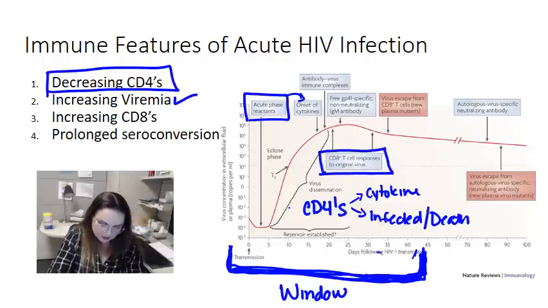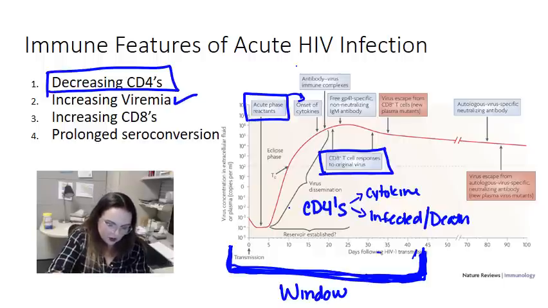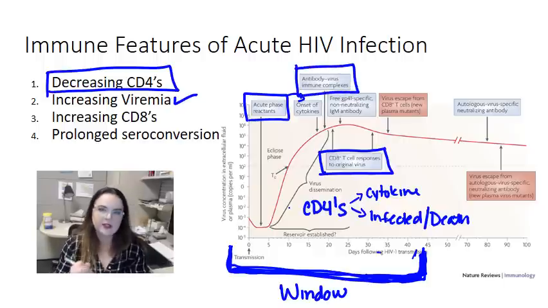Over the course of 10 to 25 days, we start to see CD8 positive T cell responses to the original virus. That takes longer than it does in most other infections. So we're out here at about 15 to 20 days before we're seeing reliable CD8 positive T cells. This is also around the time that we start to see antibodies.